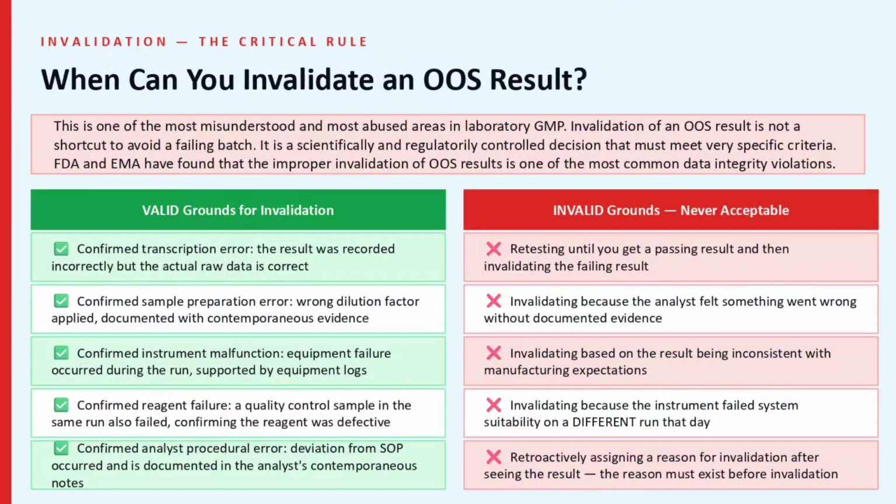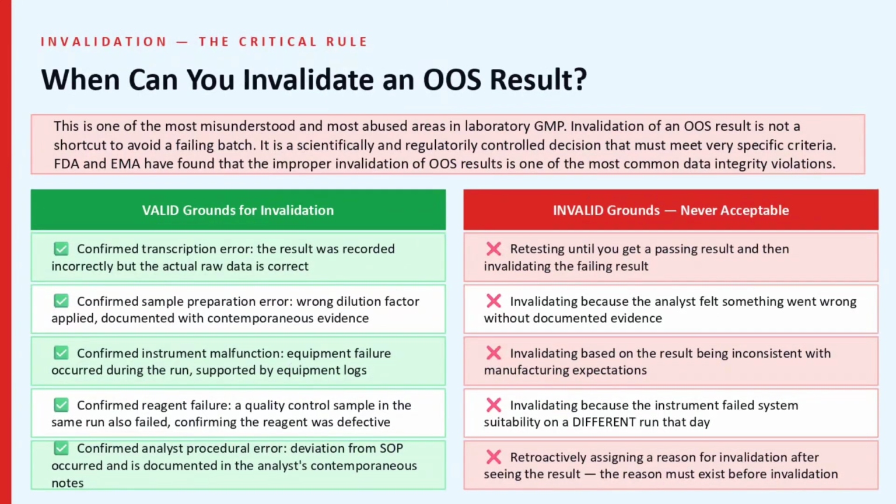Let me spend specific time on invalidation, because this is the most misunderstood and most abused area in laboratory GMP. An OOS result can only be invalidated when a specific, documented laboratory error is identified in Phase 1 with contemporaneous evidence. Invalidation is a tightly controlled regulatory decision, not a tool for avoiding failing batch dispositions. Valid grounds for invalidation are specific and narrow.